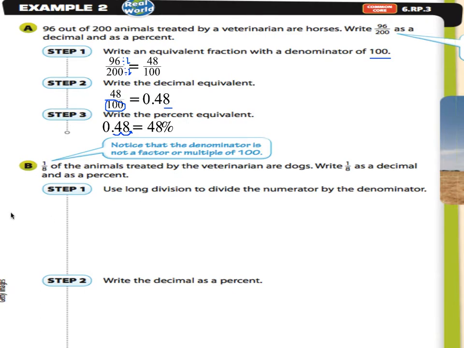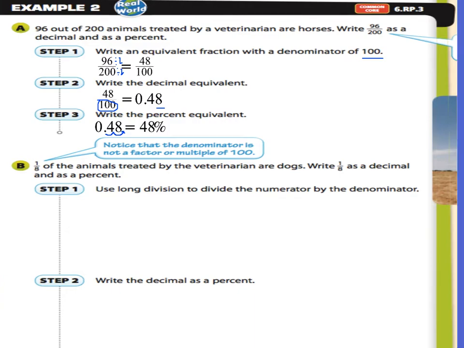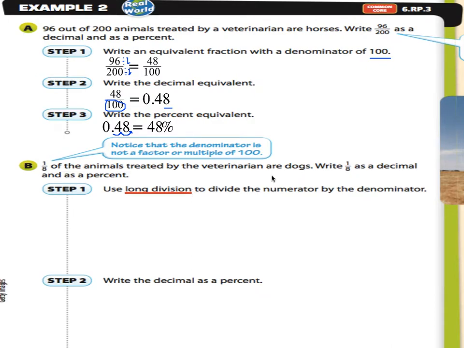Well, now what happens if I have 1/8 of the animals treated by the veterinarian are dogs, and I want to write that as a decimal and a percent? Notice that 8 is not a factor or a multiple of 100. So when you have something that's not a factor or a multiple of 100, we have to use long division. All right, so we have to use long division to divide the numerator by the denominator. This is just like when we changed fractions to decimals. Okay, so that first step is going to be to put it into long division.